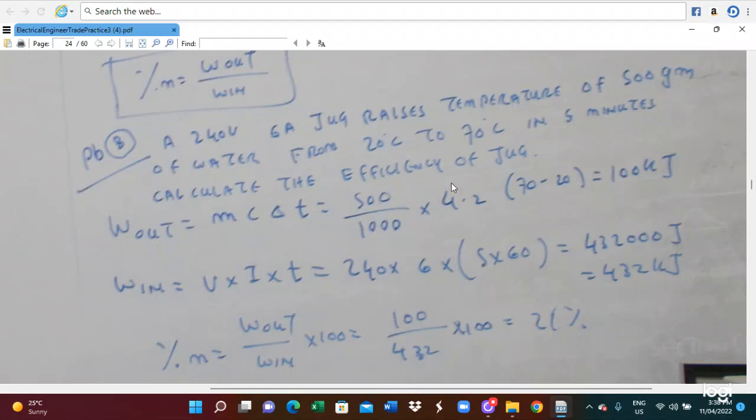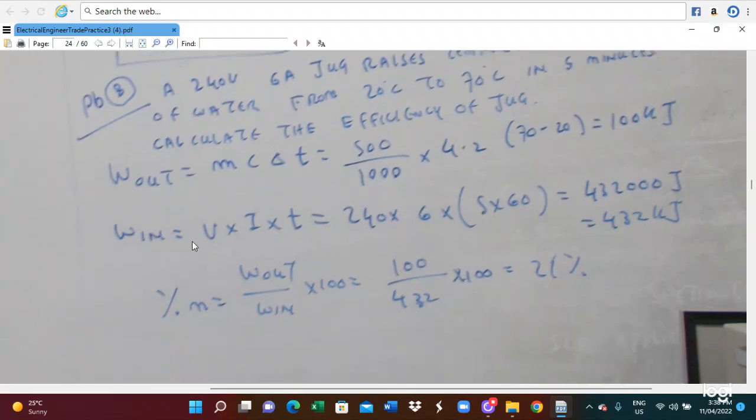Delta T is 70 minus 20, so the output energy is 100 kilojoules. What is the input? It is VIT: voltage, current, and time. Voltage 240 volts, current 6 amps, time is 5 minutes, so 5 times 60 seconds, and you get 432 kilojoules. Therefore, W out by W in, 100 by 432, times 100, gives you 21%.